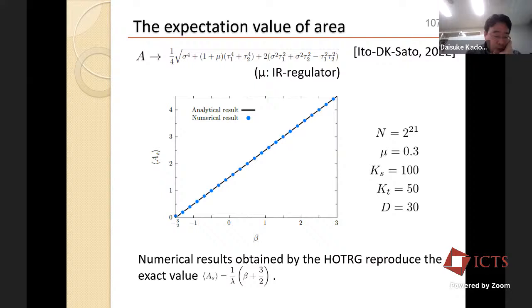Okay, so this figure shows the expectation value of area obtained from the HOTRG computations. In this model, the expectation value of area is exactly solved, and the exact value is denoted by this black line. The obtained numerical results agree very well with the exact value.